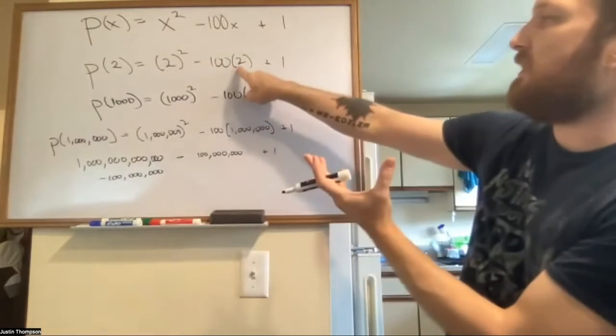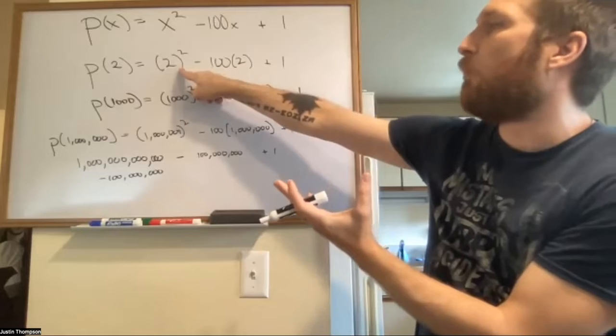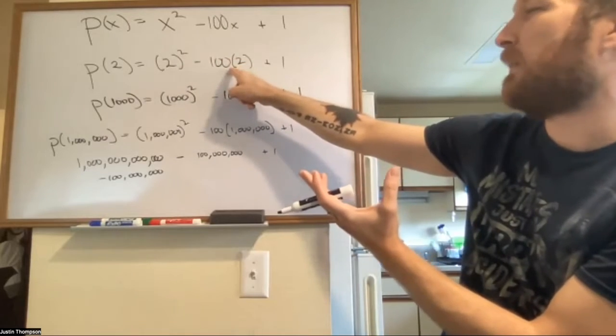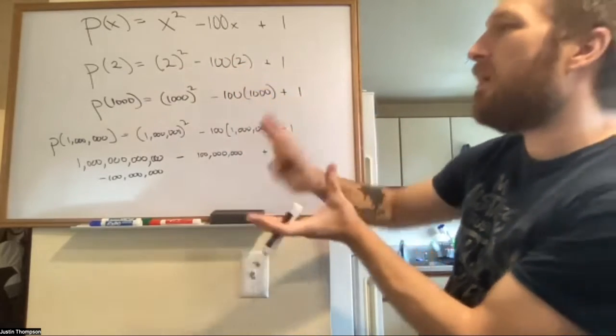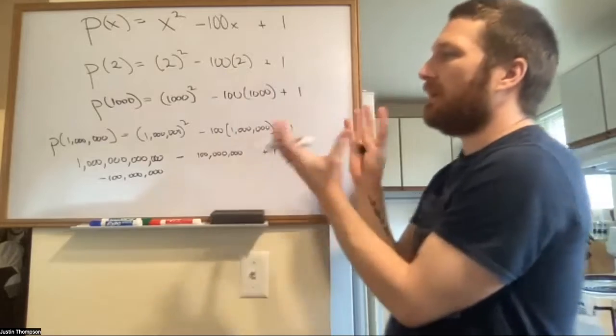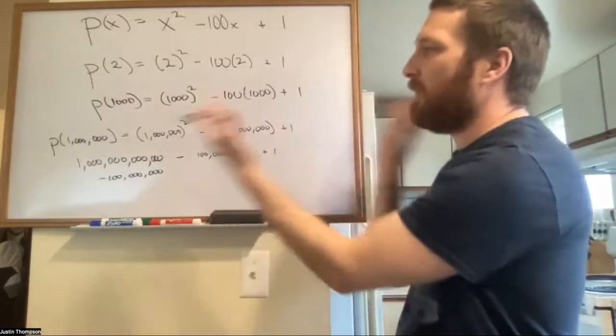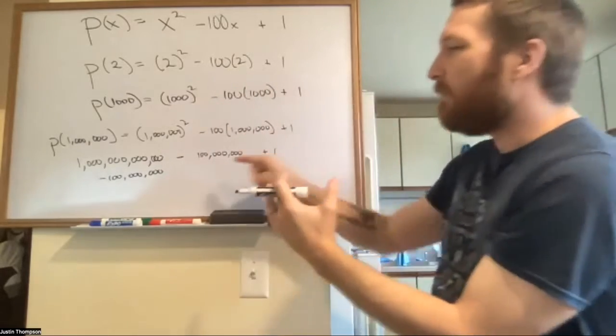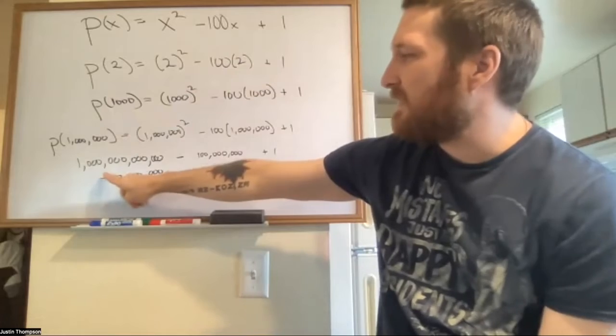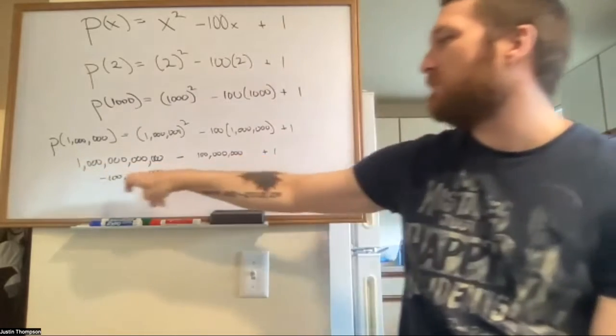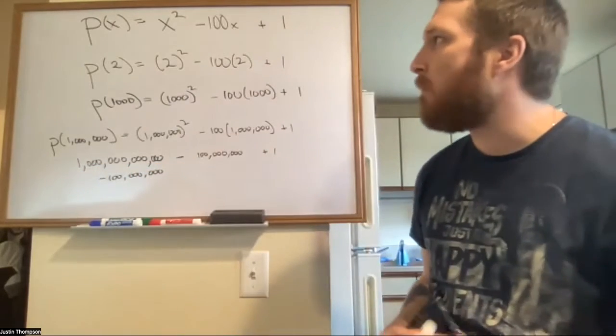Like when we first started, this was 200 and this was only 4. This one was way, way, way bigger. Plugged in 1,000, they were off by like 100,000, or they were off by like 1 order of magnitude. But now, look at that. This is 1,000 times bigger than the middle term.